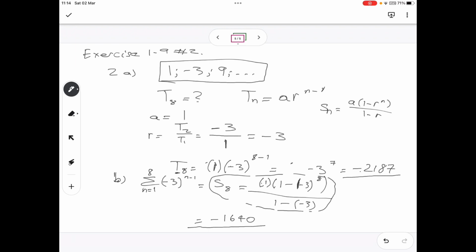Okay. Now, Whitley, did you hear that? Yes, I did a little bit. Okay. So the question is, for this sequence, when we find the 8th term, we get a value of negative 2,187. And that's larger in magnitude than when you add the first 8 terms together. And the question is, why do you think that is?